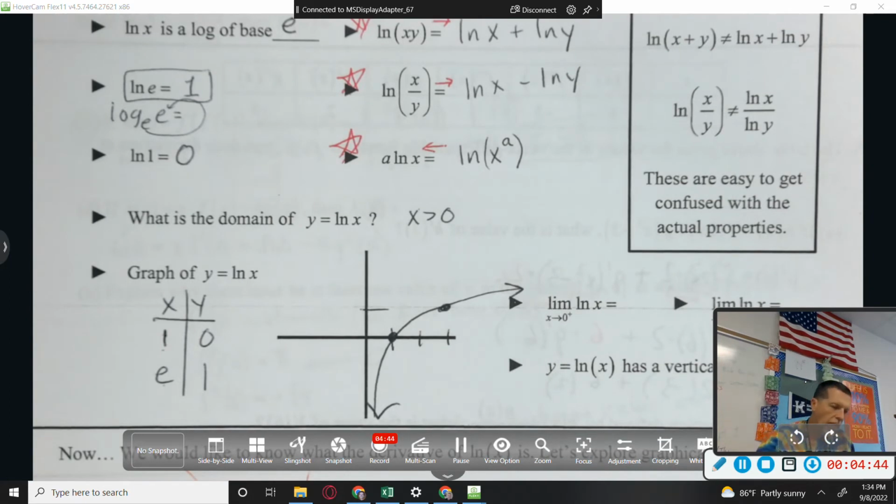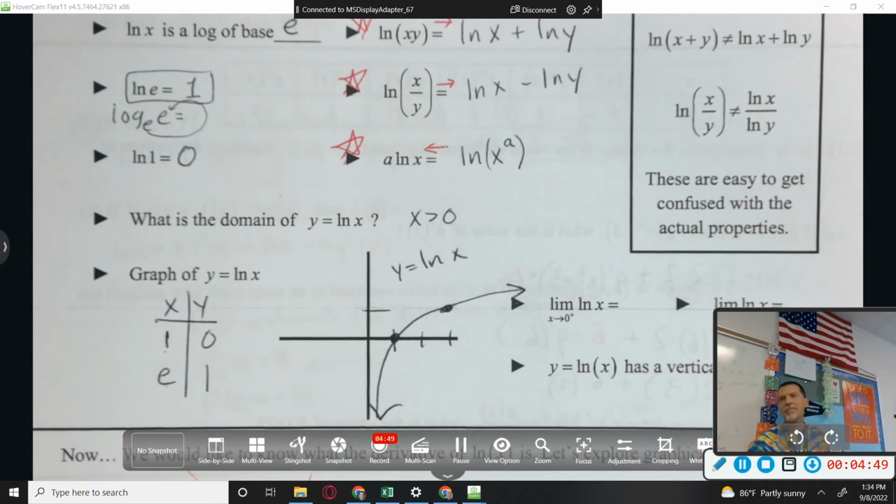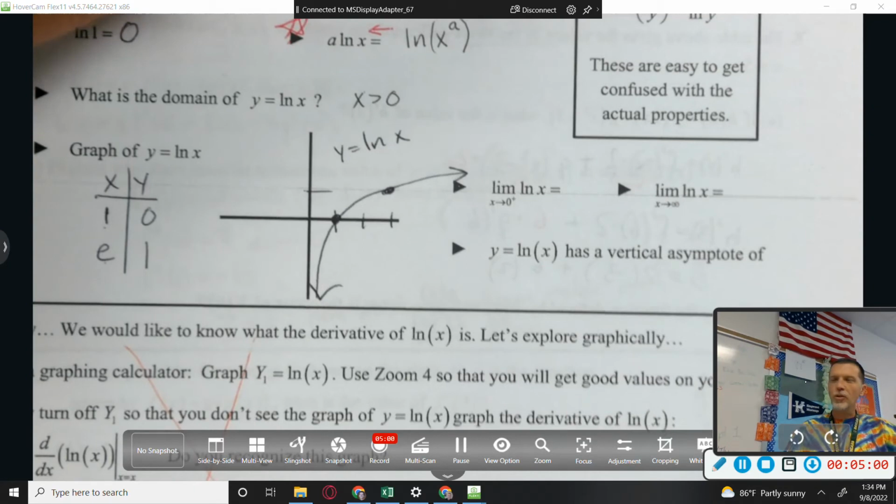You've got to know that graph. I know it's a parent function graph from pre-cal, but how well do you remember it? I don't know, but you need to put it back into your memory.